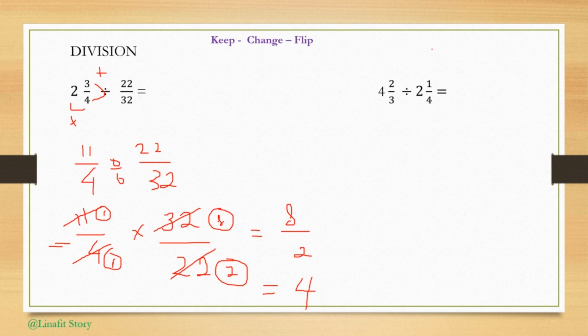4, 2 out of 3 divided by 2, 1 out of 4. 4 times 3 equals to 12. 12 plus 2 equals to 14. Divided by 2 times 4 equals to 8. 8 plus 1 equals to 9. 9 out of 4.